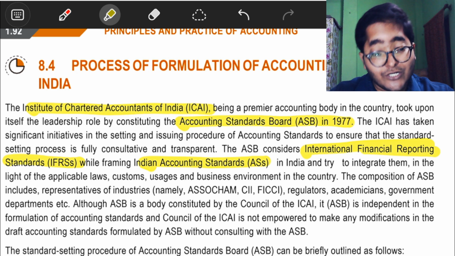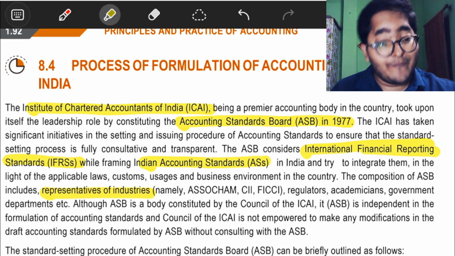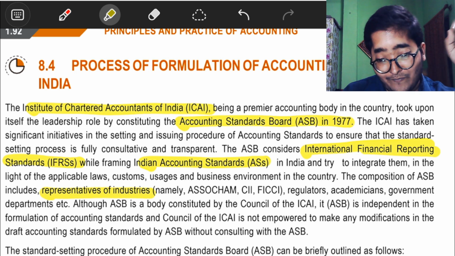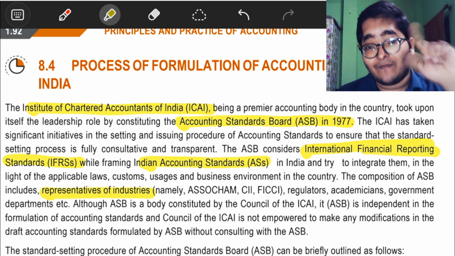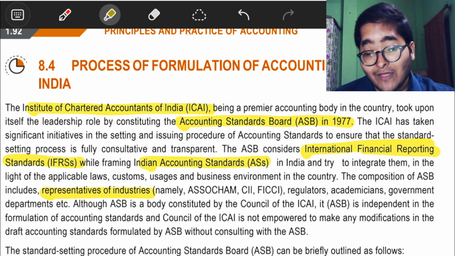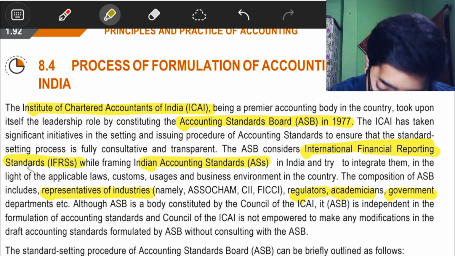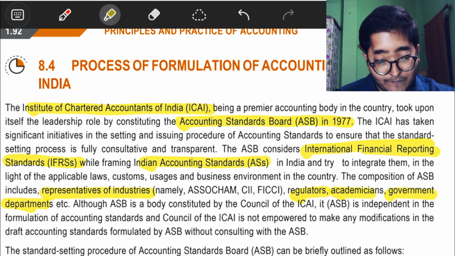The composition of Accounting Standard Board includes representatives of industries. Accounting Standard Board में representatives of industries, for example, ASSOCHAM, CII, Competition Board, regulators, academicians, government departments, etc. These form the Accounting Standard Board.